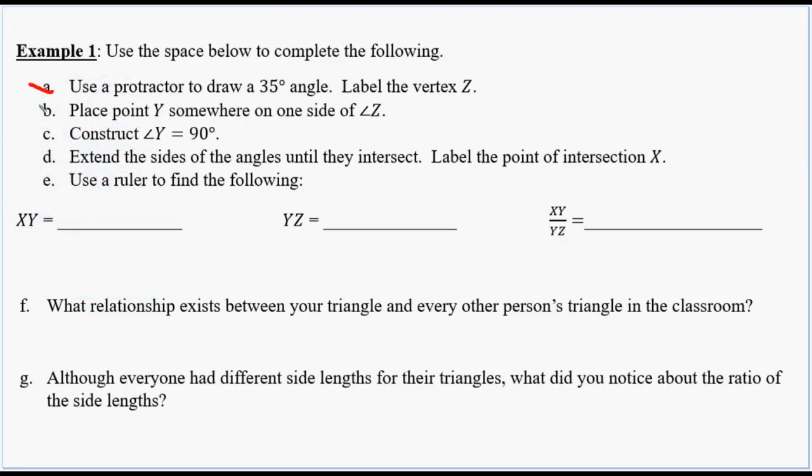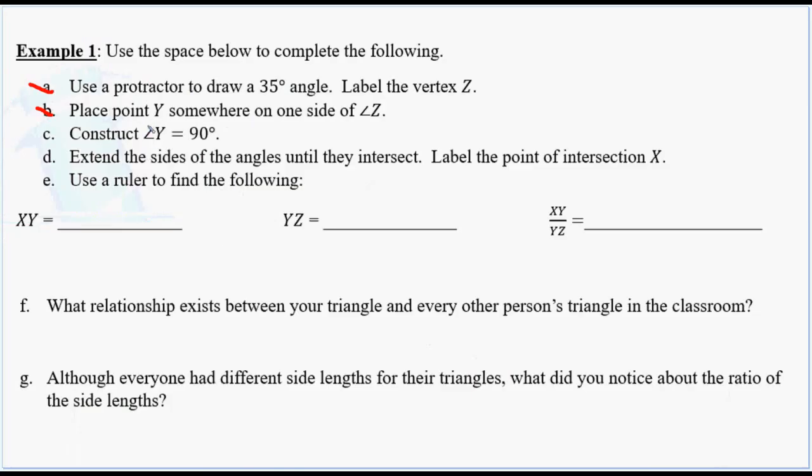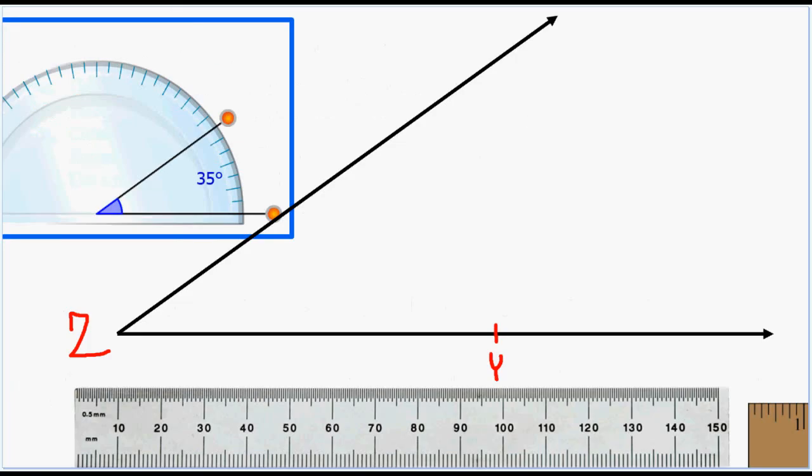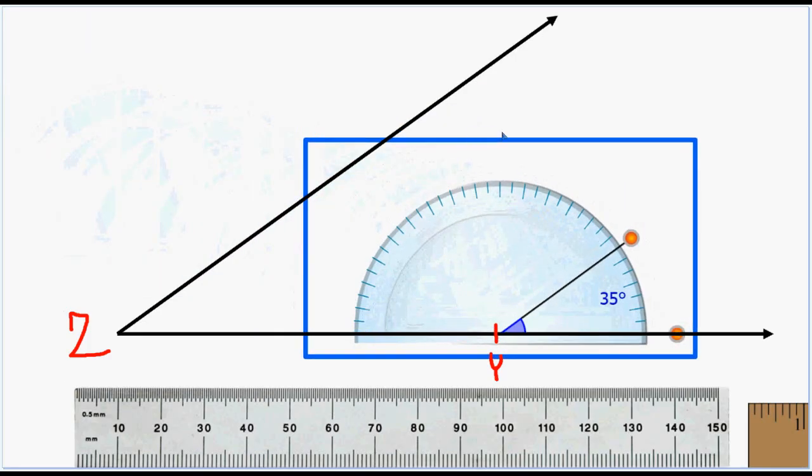Place point Y somewhere on one side of Z. I'm going to do it down here at the bottom. There's my point Y. Right on the horizontal side, it'll make the next step a little easier. Construct angle Y at 90 degrees. So back with the protractor, put it right about here, set it to 90.